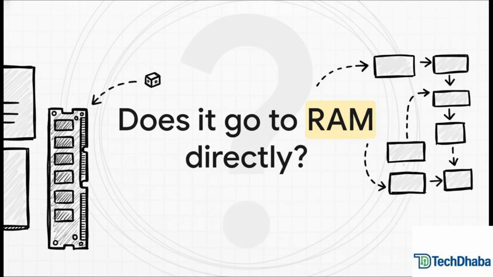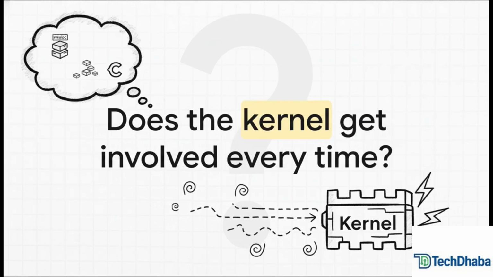You ask for a kilobyte of memory. Does that mean the system literally goes and finds a physical chip of RAM and carves out a piece just for you? It seems like it should, right? But is that really how it works? And what about the operating system? Is the Linux kernel getting a phone call every single time we ask for even like 4 bytes? That seems kind of inefficient, doesn't it?